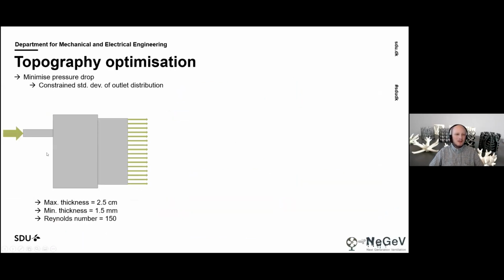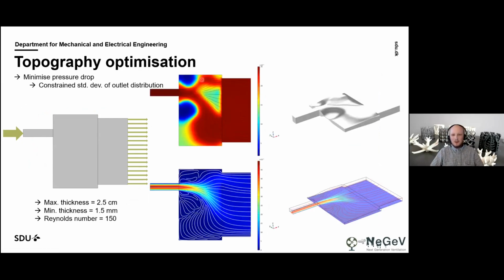We can make it a little bit harder by now having the inlet off center and then still having the same problem. We get this topography here. In 3D, it looks really nice. And again, the 2D and 3D results are more or less identical. So now we have a flow model. We have a way of optimizing the topography for flow.